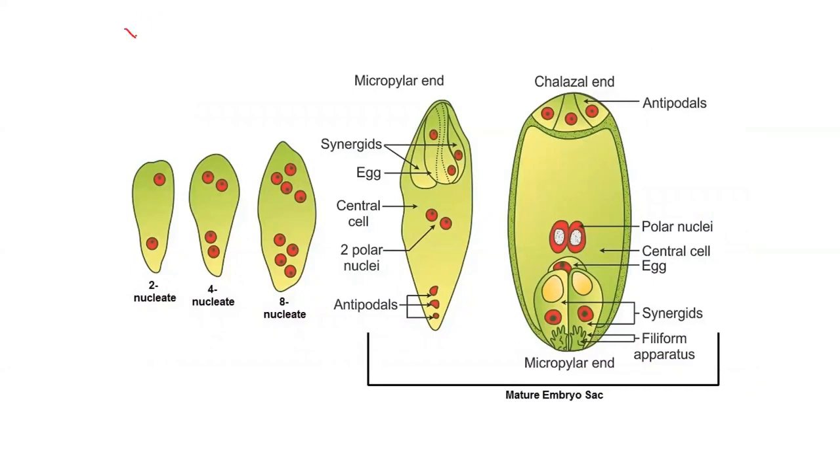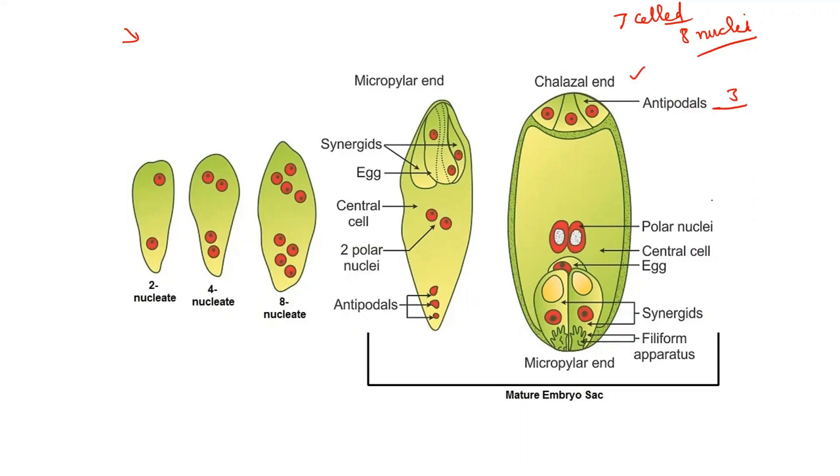Now in this slide, you can see the development of the embryo sac, and that is important. That leads to the formation of a seven-celled, eight-nucleate structure. Eight nuclei are present in the mature embryo sac. So an eight-nucleate, seven-celled structure, and at the chalazal end there are three antipodals. And what is the function of antipodals?